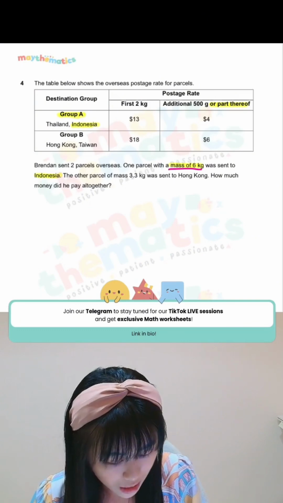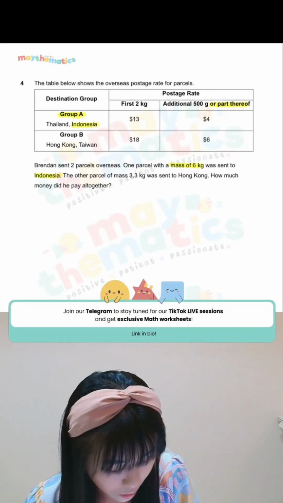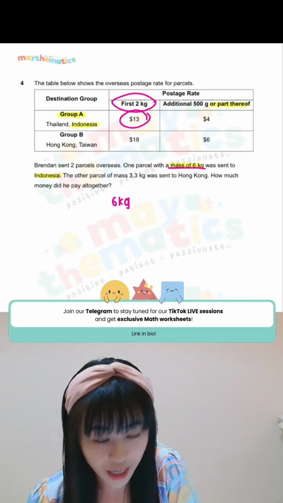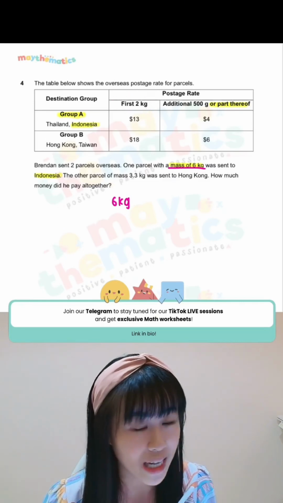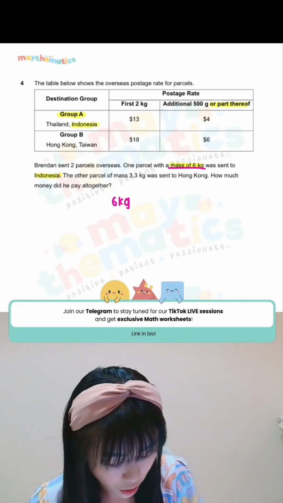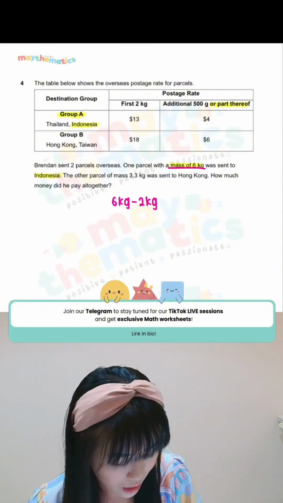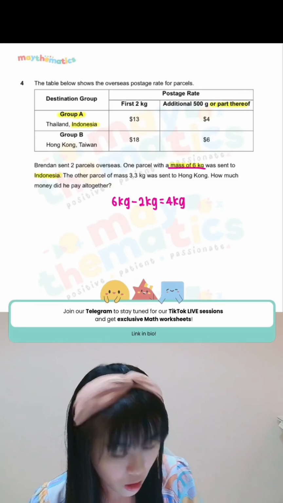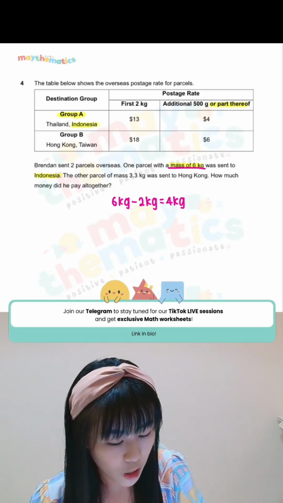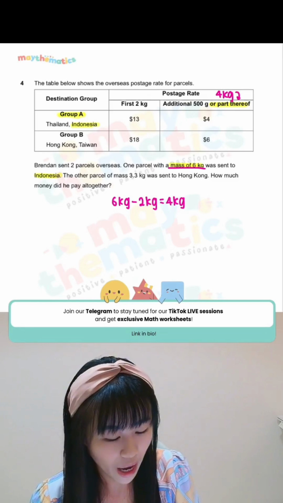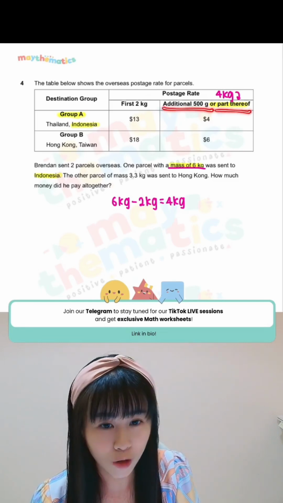Out of the 6 kg, you know that the first 2 kg you'll be charged $13, right? So you are going to take 6 kg minus away 2 kg. Yes, very good. We should be left with 4 kg. So the remaining 4 kg will be charged in this column right here, whereby every 500 gram or part thereof, you are being charged this rate.